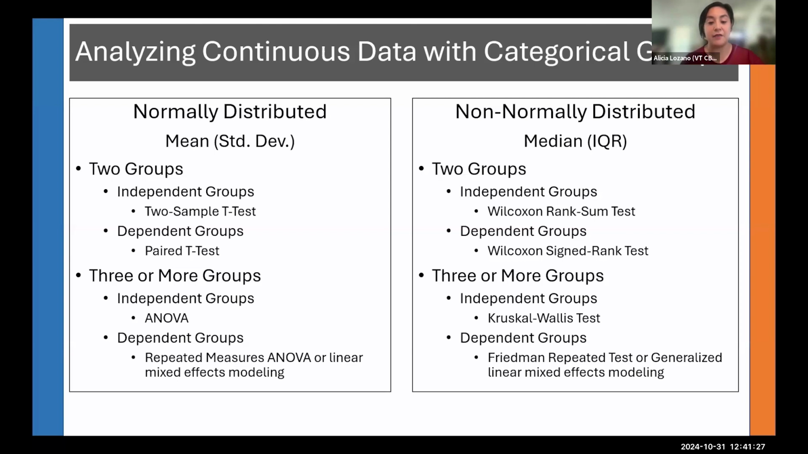And then lastly, if you have three or more independent groups, you would use a Kruskal-Wallis test, which is the nonparametric form of the ANOVA, to look at differences in medians across multiple groups. For dependent groups, the nonparametric form of the repeated measures ANOVA is a Friedman test. Where your data isn't normally distributed for a linear mixed effects model, you would extend that to a generalized linear model, or even perhaps transform your data when necessary. And that is used for repeated measures or hierarchical data.